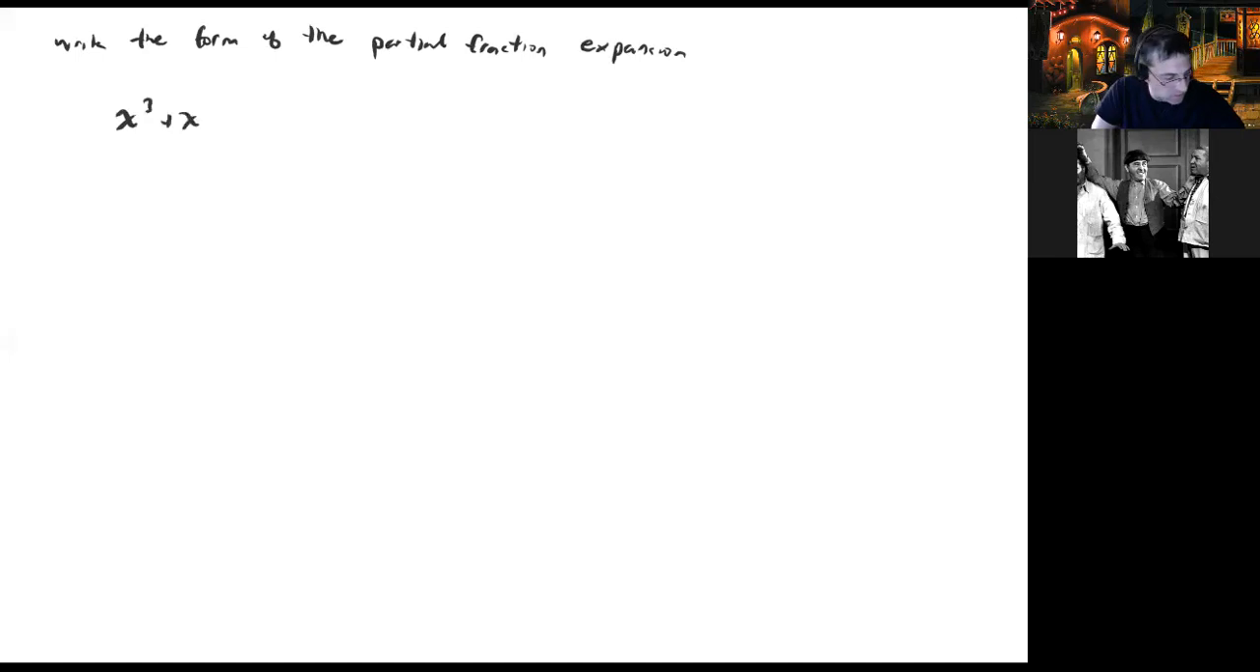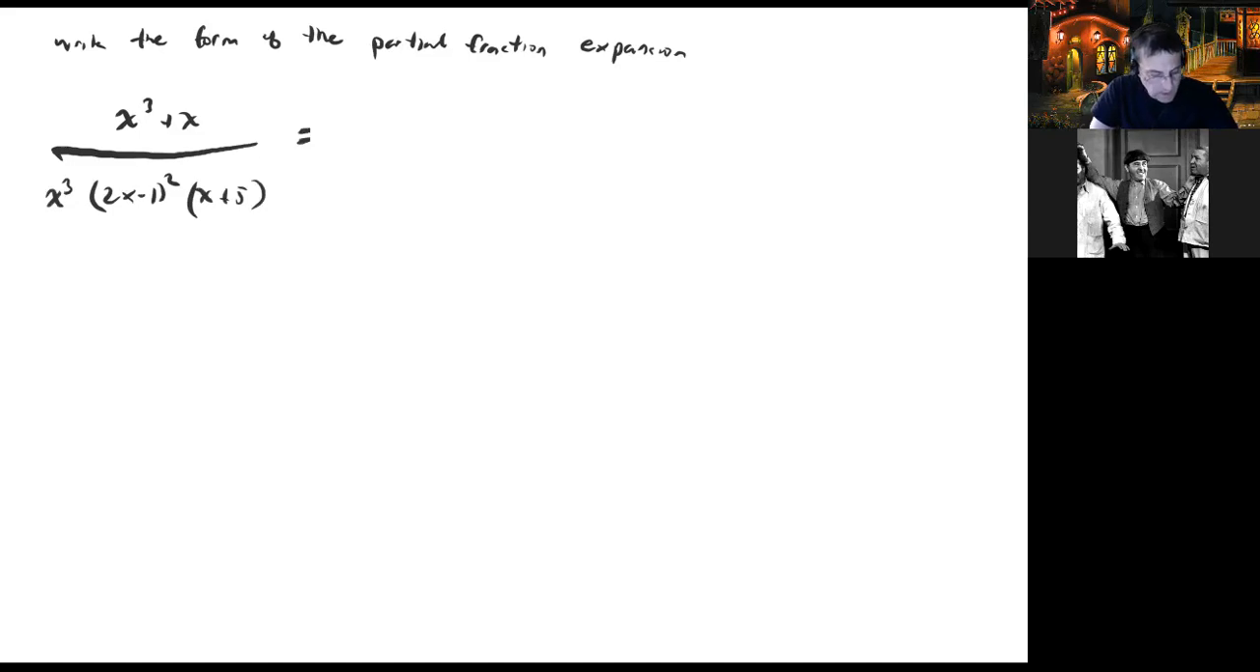Okay, so let me give you another example, but we won't do the calculation. The problem is to write the form of the partial fraction expansion for the following expression: x cubed plus x over x cubed times 2x minus 1 squared times x plus 5. So this should be an x cubed, so let me make it obviously an x cubed.